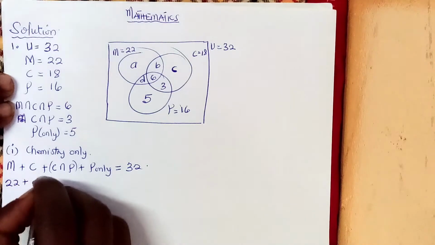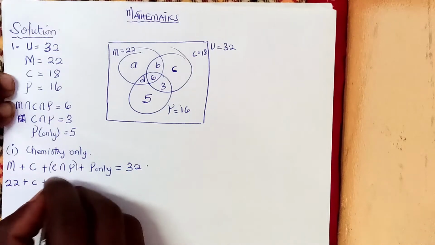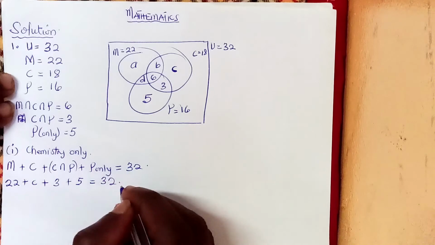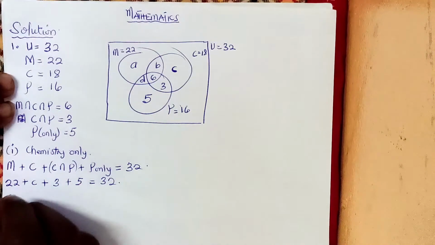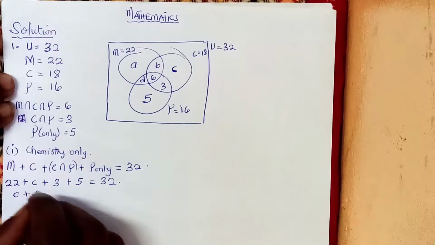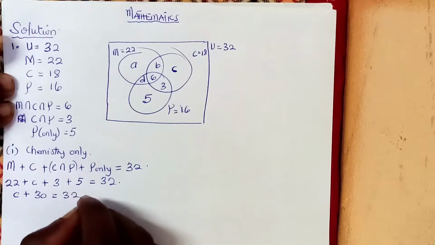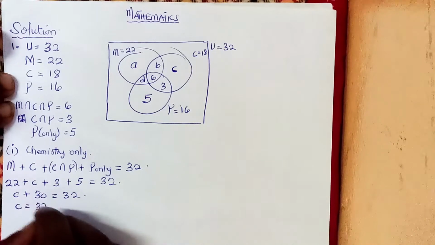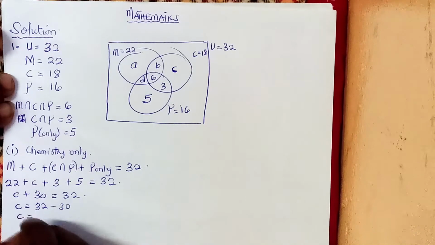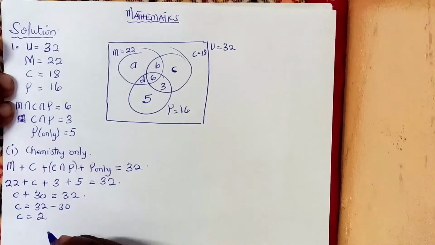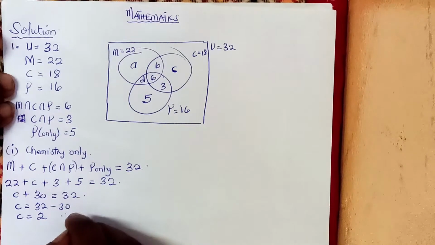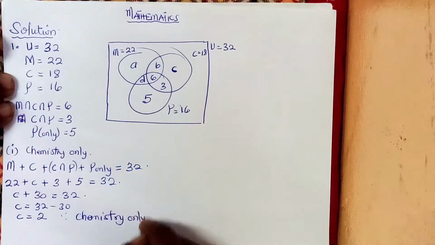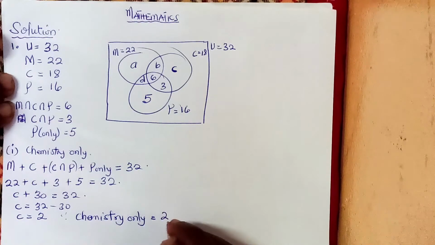We don't know the C. C intersection P is 3 and P only is 5. We have our universal set to be 32. Let's add them. This gives us 8 plus this, we have 30. So we have C plus 30 equals 32. Remove the 30 to the other side. So we have C equals 32 minus 30, whereas C is equal to 2. So we can write, therefore, chemistry only equals 2 students.